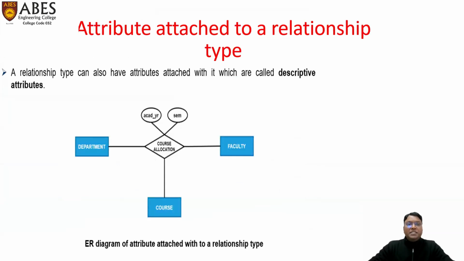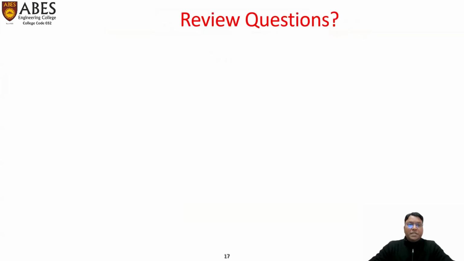Attribute attached to a relationship type. A relationship type can also have attributes attached with it, which are called descriptive attributes. So department, faculty, and course are joined together with the help of the course allocation relationship, and the course allocation relationship has two attributes: academic year and semester. So this is the example of an attribute attached to a relationship type.